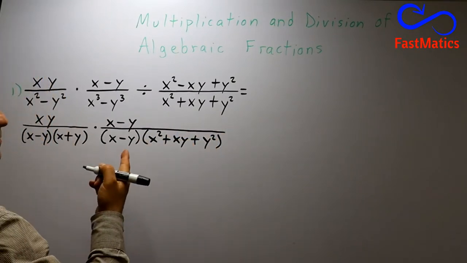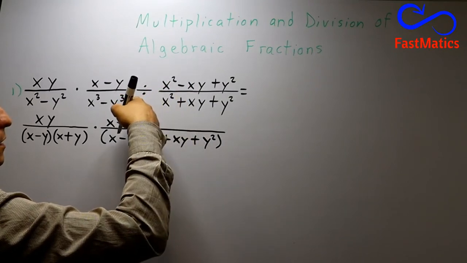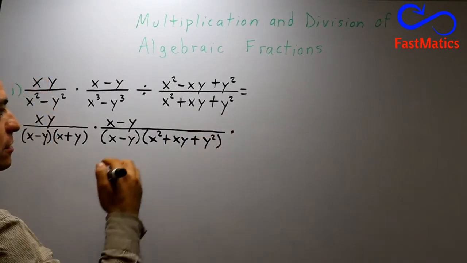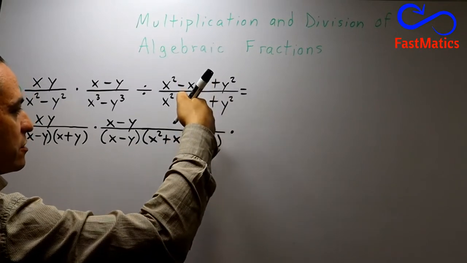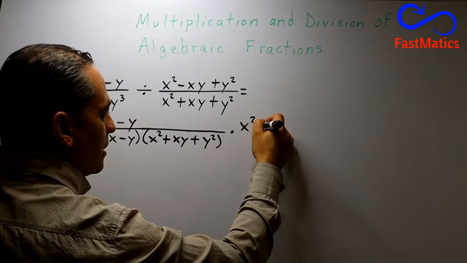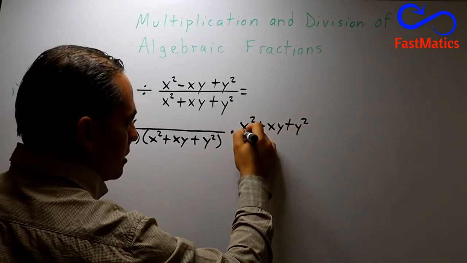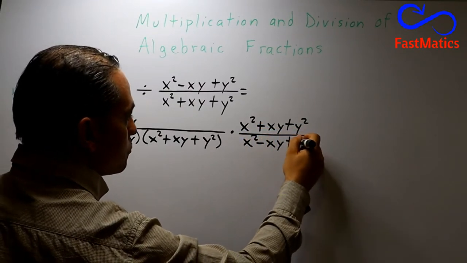After that, if we have a fraction division, you can convert it in a multiplication by flipping the numerator into the denominator and the denominator into the numerator. X squared plus xy plus y squared over x squared minus xy plus y squared.